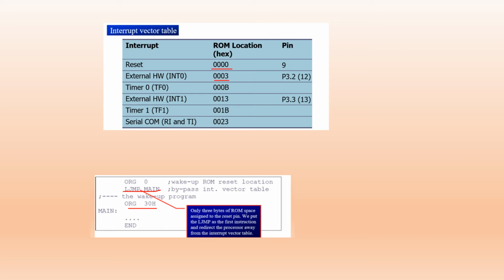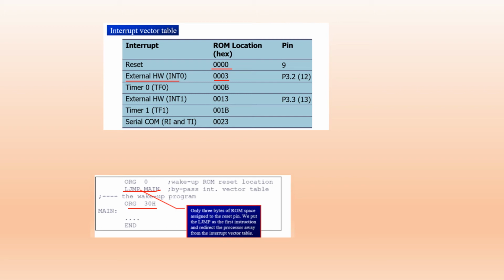Next, for the reset, the ROM memory location is 0. For the external hardware interrupt INT0, the location is from 3, from 3 till A. Only from 3 to A, that is nothing but 8 bytes. So 8 bytes are for INT0. In some cases, with only 8 bytes I cannot write the complete program.